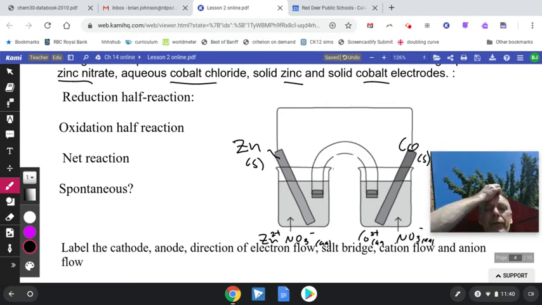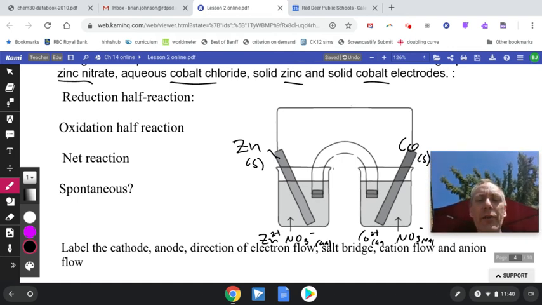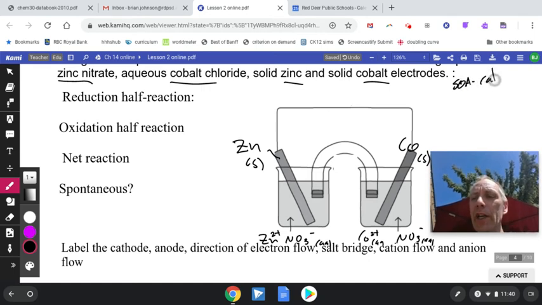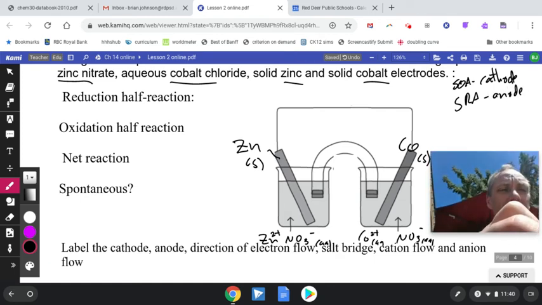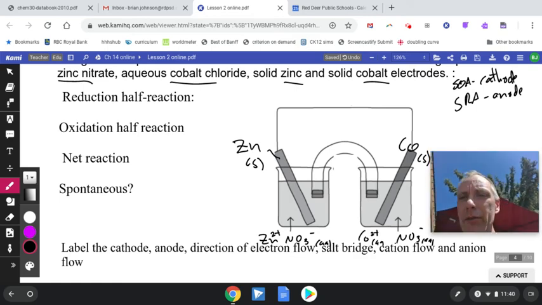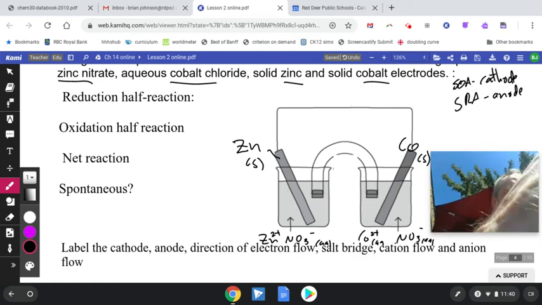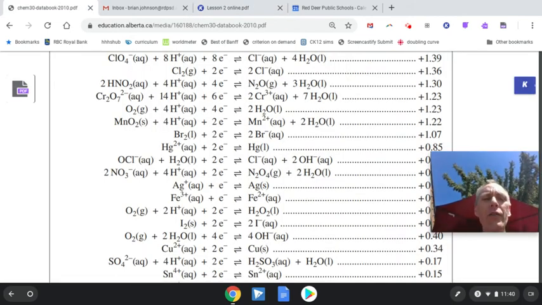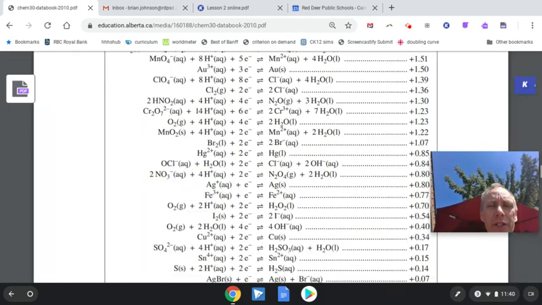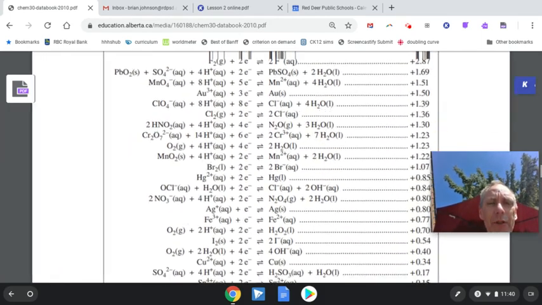Okay, so before we can do any of the chemistry, we need to identify the strongest oxidizing agent, cathode, and the strongest reducing agent for the anode. So we need to jump to our table of relative strengths, which is, where did it go? It's hard for me to see it here. Right here. Okay. So we had zinc and cobalt. So searching on our table of relative strengths from our data book.